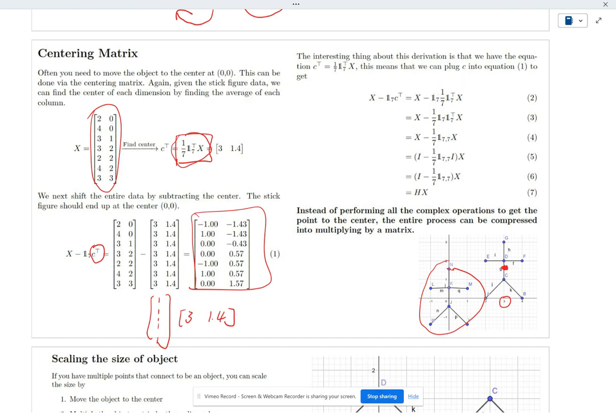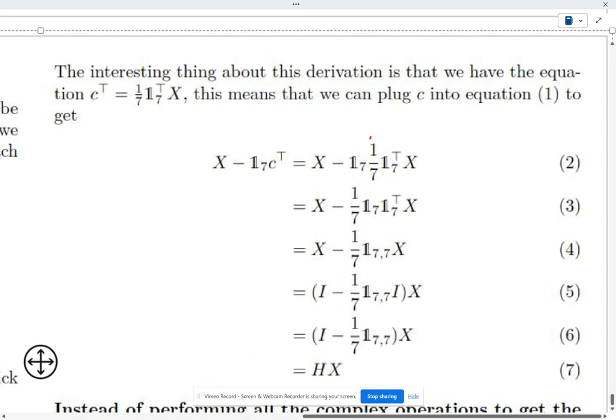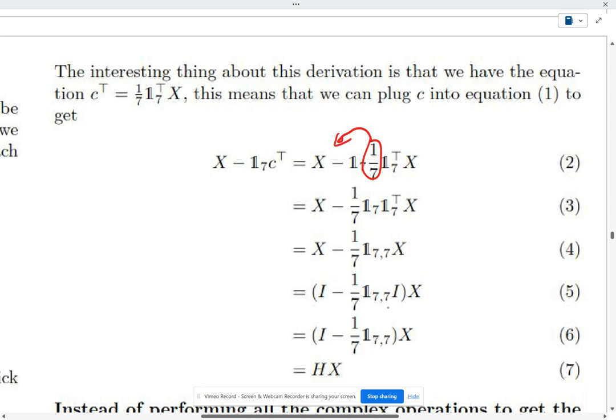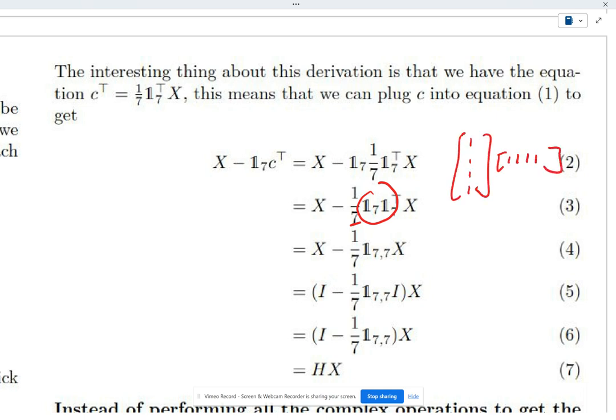Now, 1/7, you can just move this out because this is a constant. So 1/7 is here. And this looks like this: 1, 1, 1, 1, 1, 1, 1, 1. So this is the outer product. When you do this outer product, it becomes a matrix of all ones. Okay, so this is how I got a 7 by 7 matrix out of this.